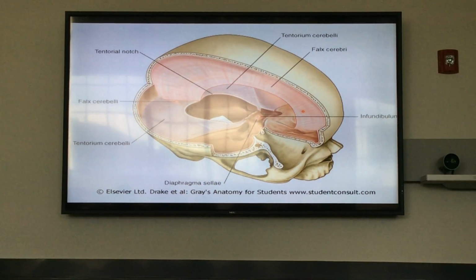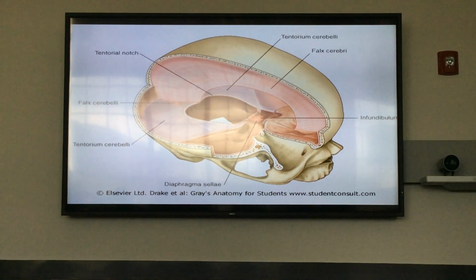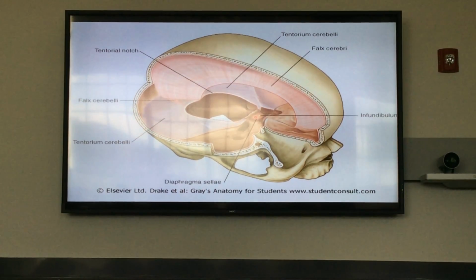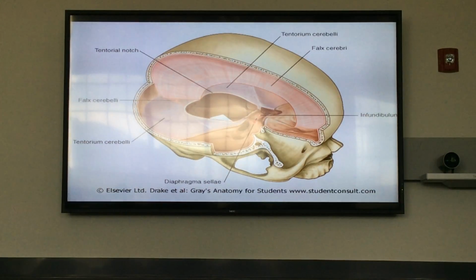Yes, ma'am? What was that called again? This is called the cavernous sinus right here. Cavernous sinus is located right here. I don't know if I was supposed to tell you that, but it's pretty important. So you should learn it at some point.